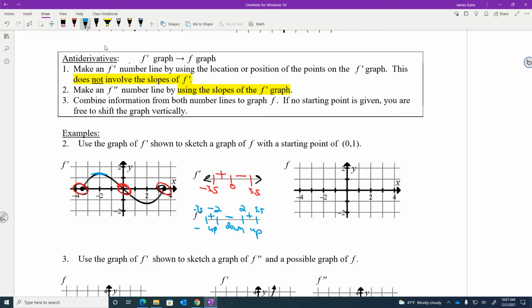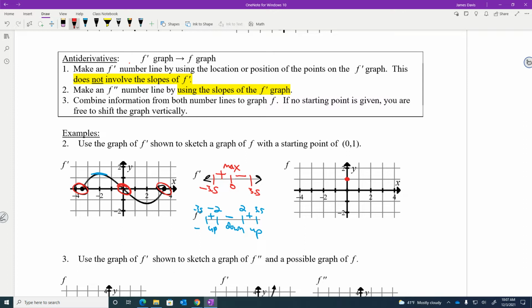So we have to combine that information to draw the graph here. And it says we have a starting point of 0, 1. So let's go ahead and put that 0, 1. And we're supposed to be increasing up to that point and then decreasing. Okay? It also might be helpful to know that there's a maximum because it goes increasing and decreasing. Should make sense. Right, so increasing to decreasing, and then we also need to pay attention to the concavity.